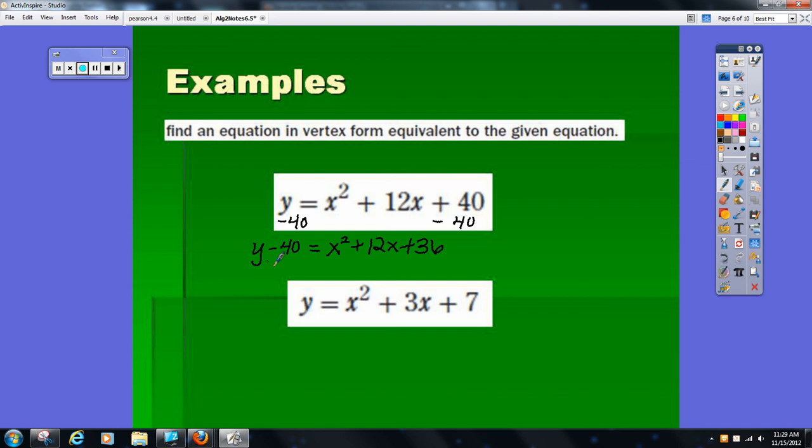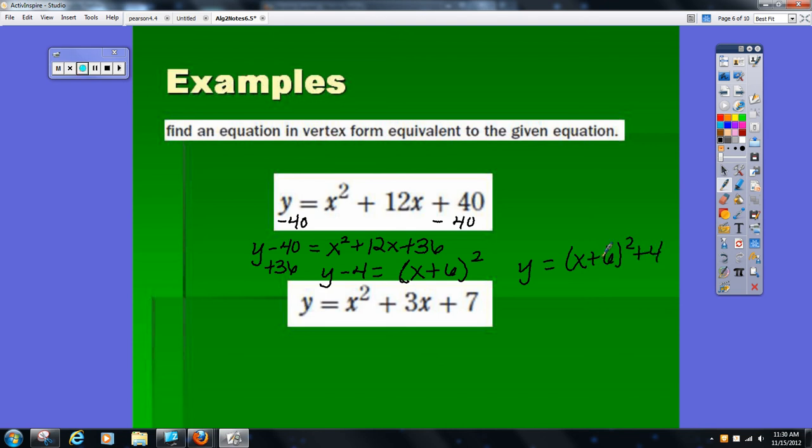That's not legal. Now it is legal because I did it to both sides. It has to stay equal, guys. If you just add 36 to this right side, your equation is no longer equal. You have to add it to both sides. I now have y minus 4 equals, go ahead and factor this out, x plus 6 quantity squared. So you see, and you could write it with y all the way by itself if you want.